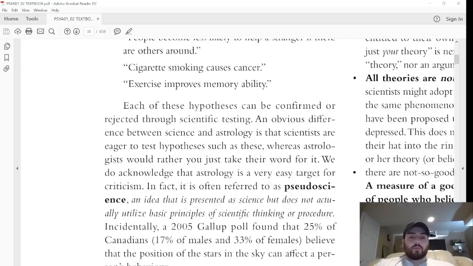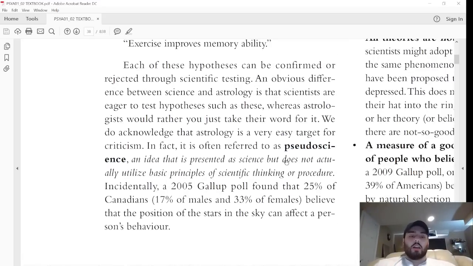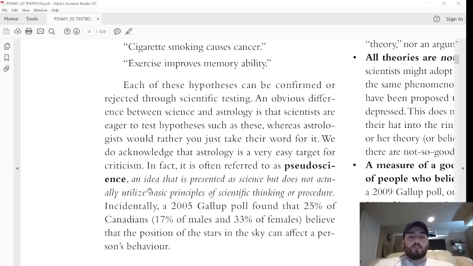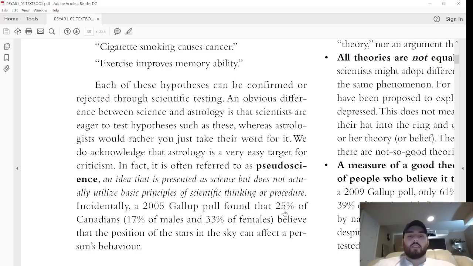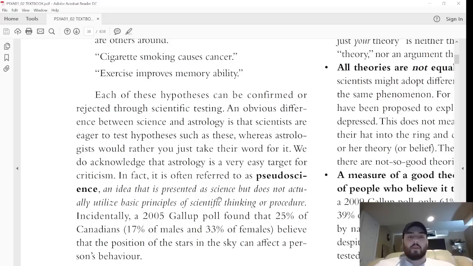So let's get into what a pseudoscience is. All right, we're going to go through all the definitions here and talk about them, right? A pseudoscience is an idea that is presented as science but does not actually utilize basic principles of scientific thinking or procedure. Incidentally, a 2005 Gallup poll found that 25% of Canadians, 17% of males and 33% of females, believe that the position of the stars in the sky can affect a person's behavior, right?